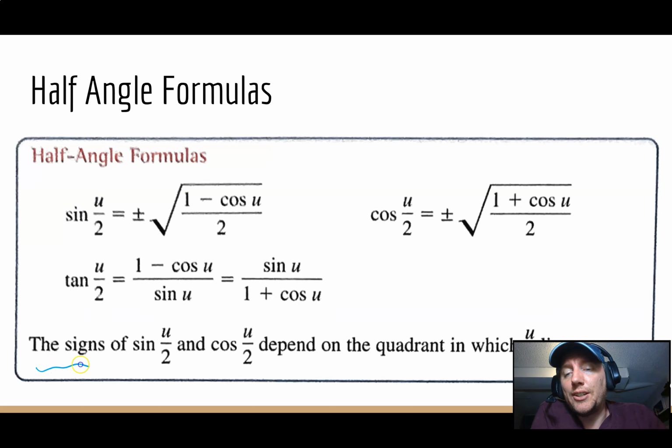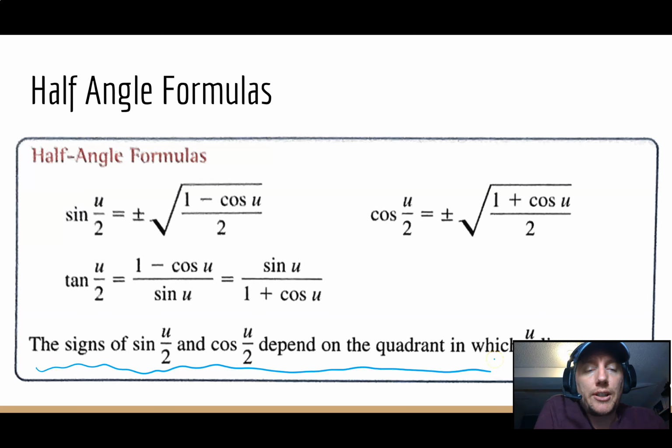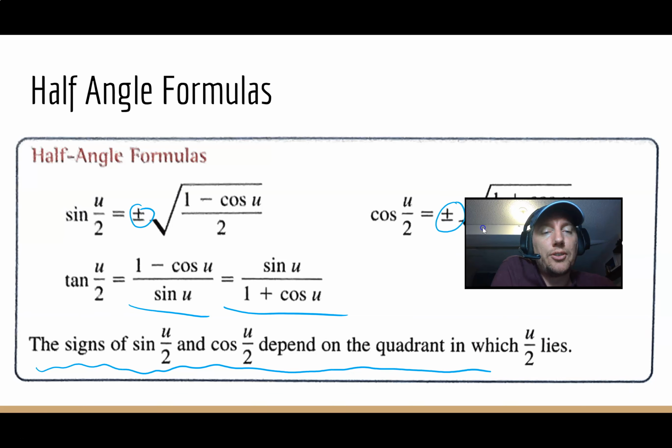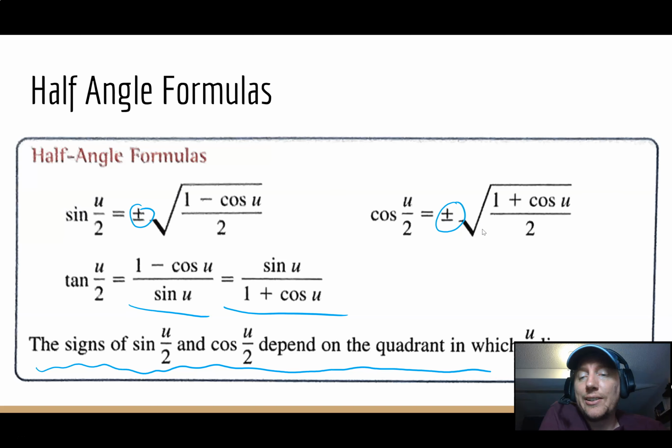Down here it just says the signs of the half angles depend on the quadrant in which the angle u is. So we notice that each of them actually has 2 versions. Sine has a plus or a minus, cosine has a plus or a minus, tangent has 2 completely separate versions. So it really just depends on what situation we're in, where stuff is. It depends on the quadrant in which u over 2 lies.